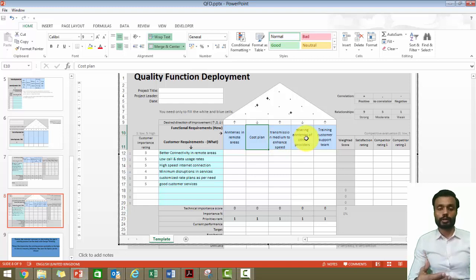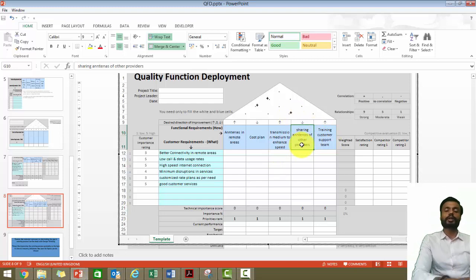Transmission medium to enhance speed would have a positive correlation with sharing antennas of other provider, because if you have more or good transmission mediums, probably sharing with the other service provider would be less. So there is a positive correlation. This is highly correlated between each other. Similarly, sharing of antennas and training, there is no correlation, so you put one dot over here.